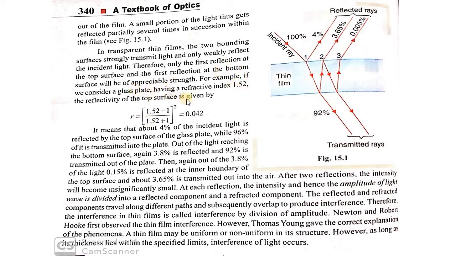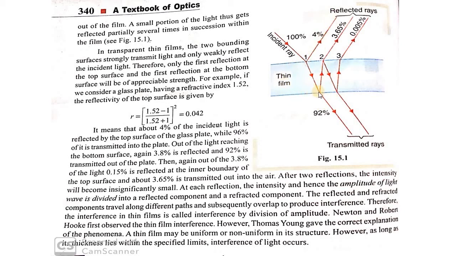Suppose we consider a glass plate having a refractive index of 1.52. We have the expression for reflectivity, R equals (1.52 minus 1) divided by (1.52 plus 1), whole squared. Its value is 0.042. That means up to 4% of the incident light is reflected. This equation for reflectivity indicates 4% of the incident light is reflected. When 100% of light falls on a thin film of high transmittivity, 4% gets reflected and 96% gets transmitted.